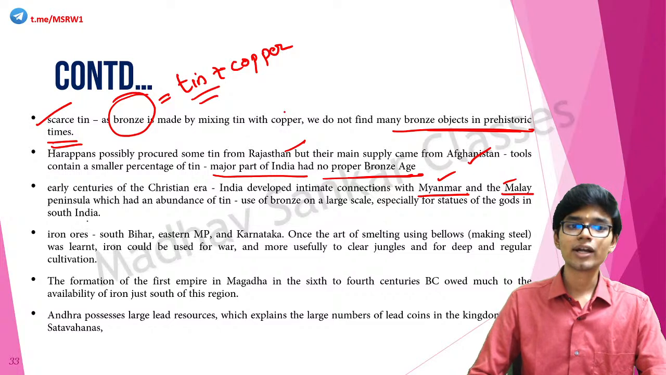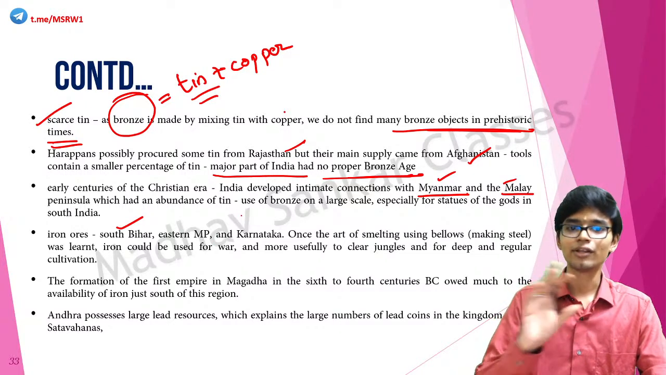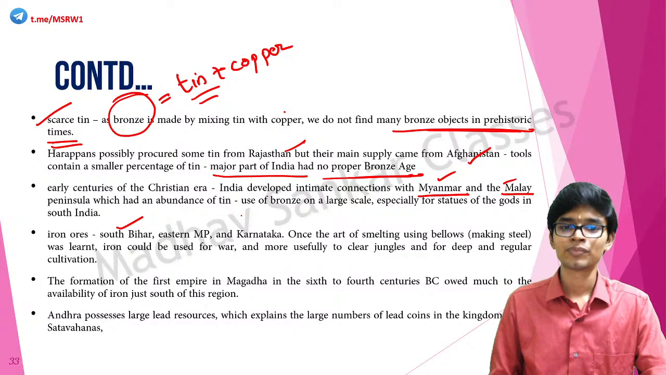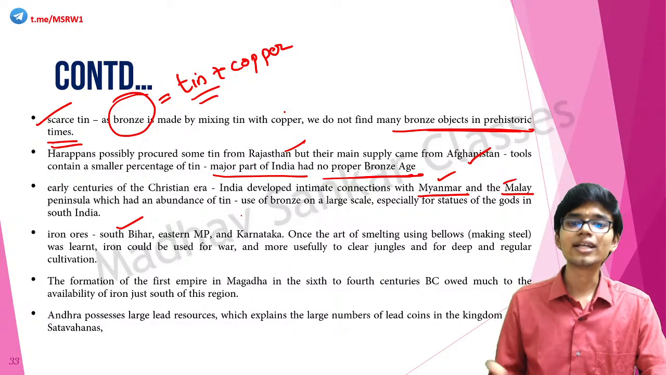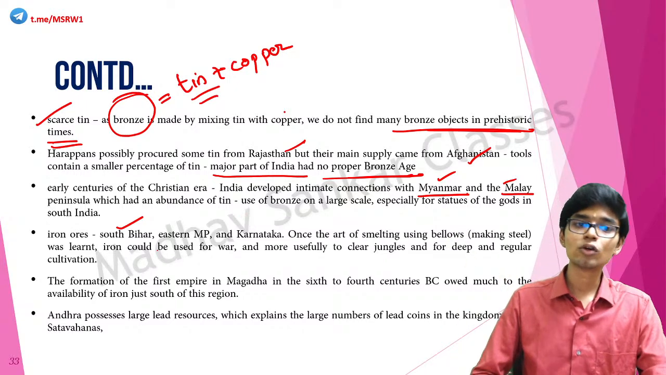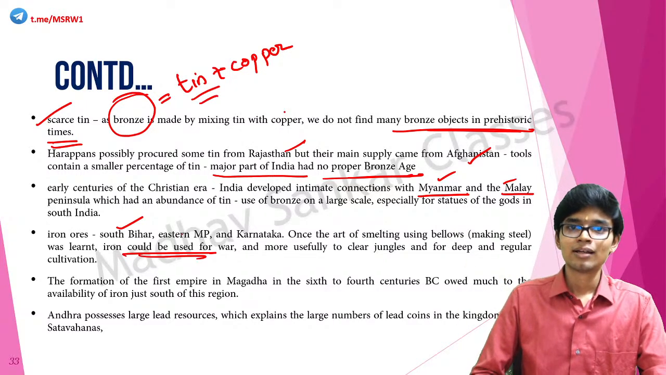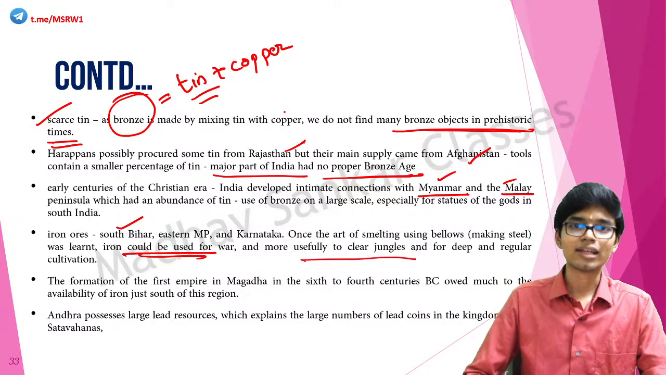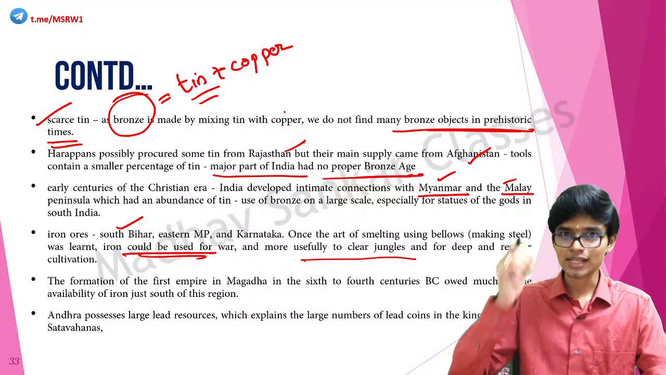Iron ores were very common in the Bihar region. I already told you this. In Madhya Pradesh, Bihar, Karnataka and other places, we have a huge amount of iron ores. And once the art of smelting using bellows, the art of making steel, was learned, iron could be used for war. It could be used to cut down very thick jungles. It could be used as a weapon.